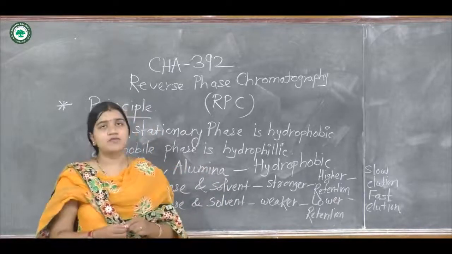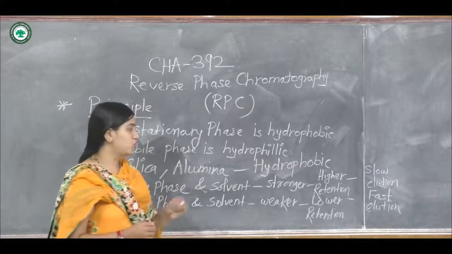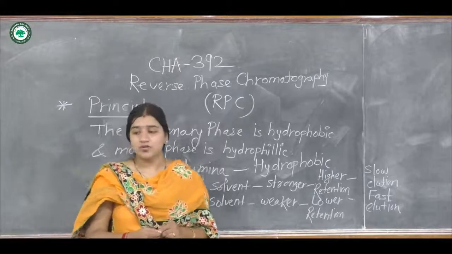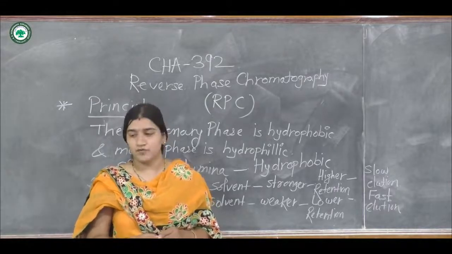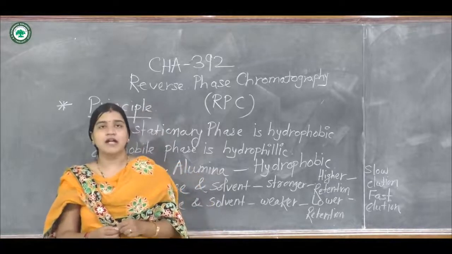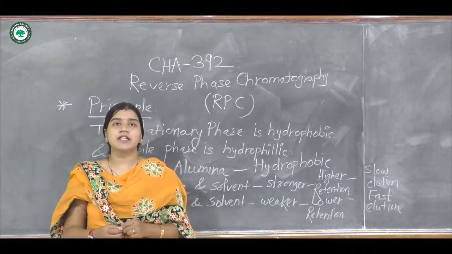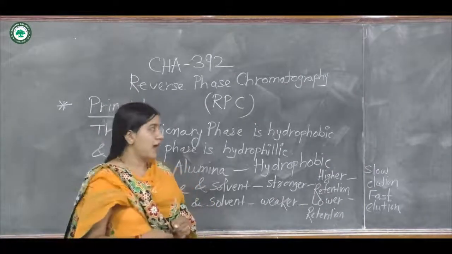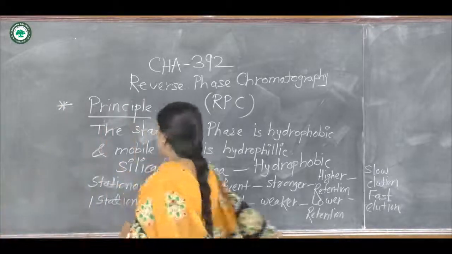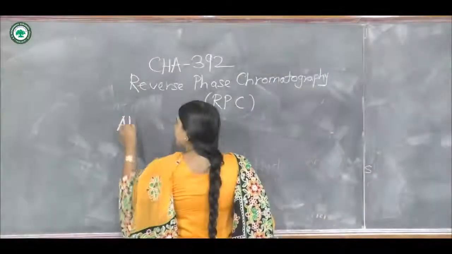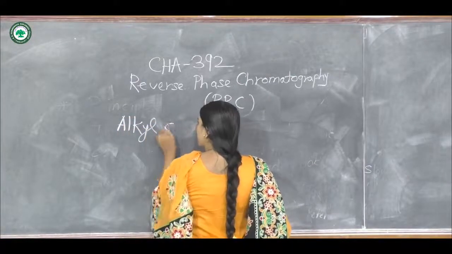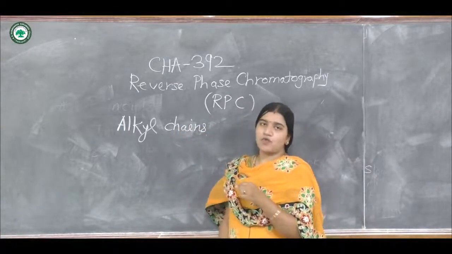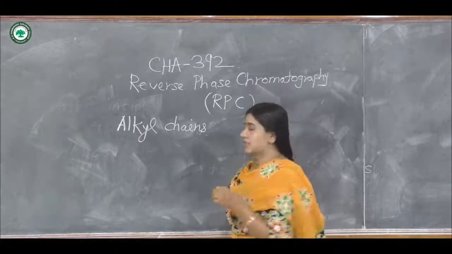Now, apart from this, we have to convert the stationary phase such as silica and alumina into the hydrophobic one. So what can you do to convert it into the hydrophobic one? For that purpose, you will attach alkyl groups. That means the alkyl chains are covalently attached to the stationary phase of the RPC. So this is the next thing that we will study.